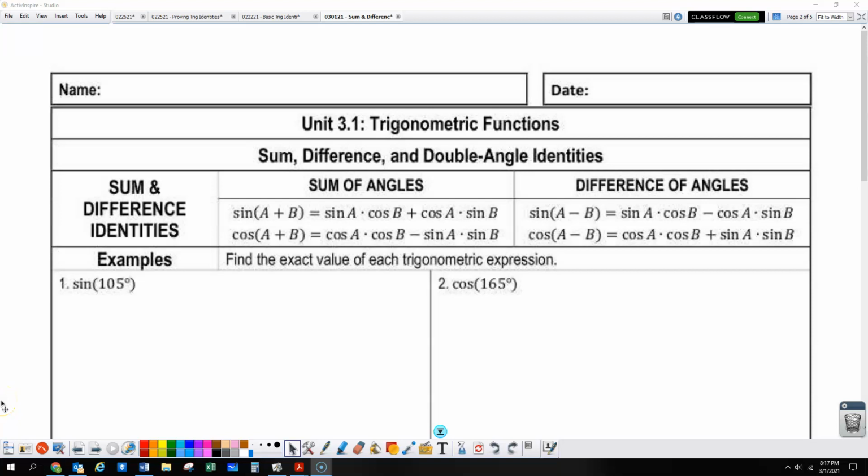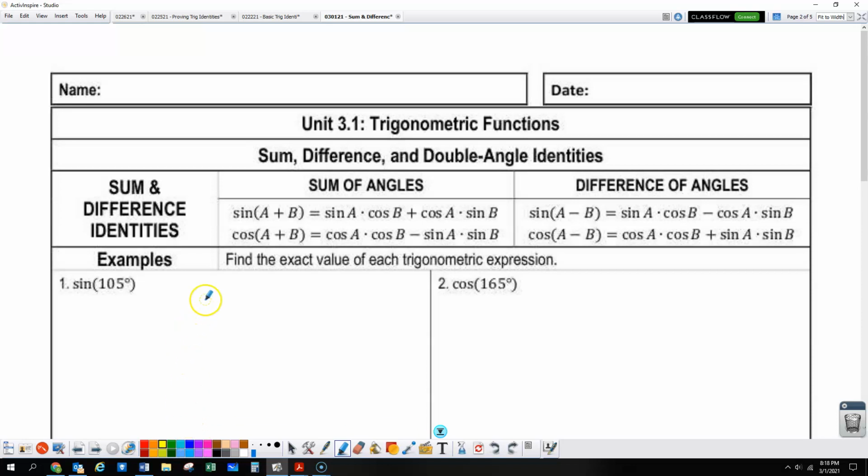What's going on, guys? In this video I'm going to be going over the sum and difference identities. So here are your sum of angles. Whenever you have sine of two angles added together, you can rewrite it as sine of that first angle times cosine of the second angle plus the cosine of the first angle times sine of the second angle.